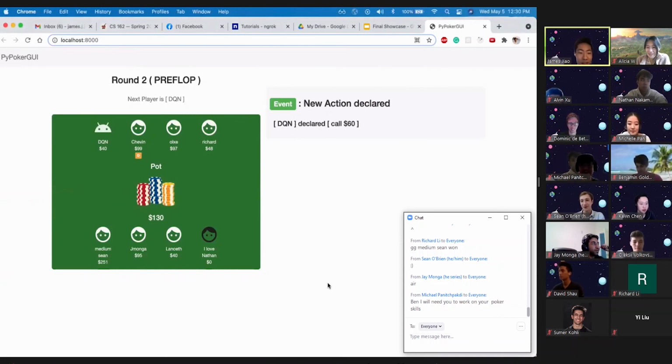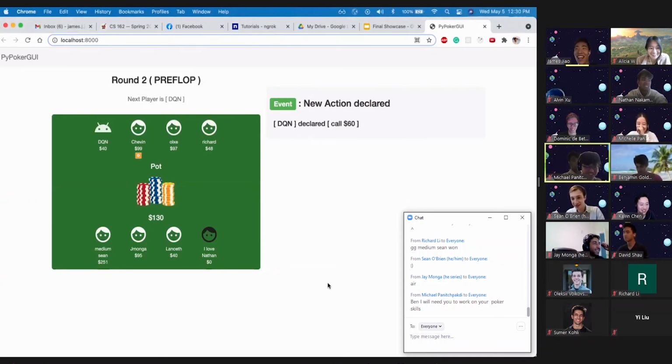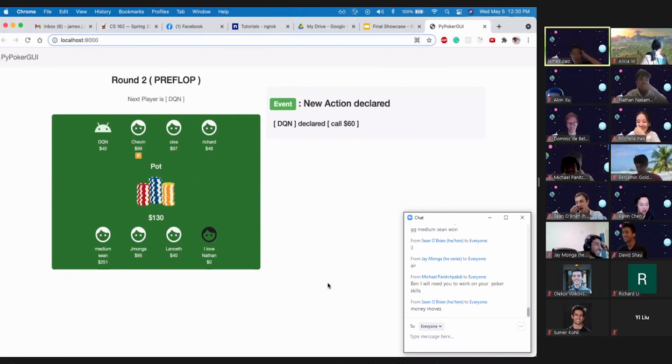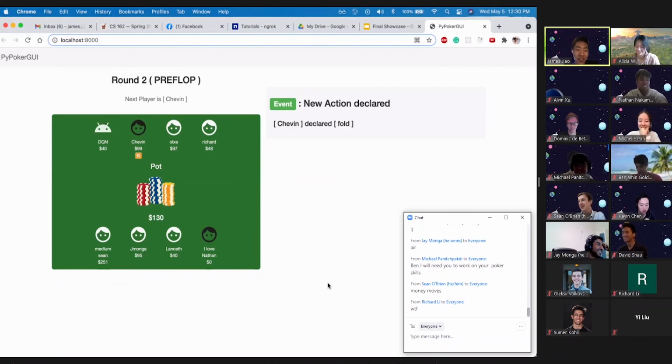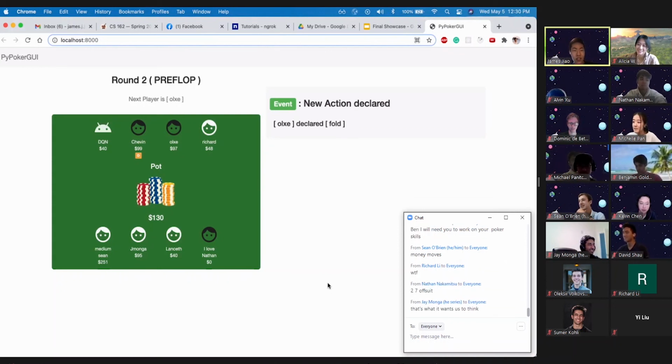Oh my God, the DQN, what is that? Bro, I'm taking your money. You better watch. Dude, I don't know, this model is pretty good. All right, let's see it. So the model decides to call $60. If the model folded last time to 50, you already know the model's got a nice hand right now. Money moves, exactly. All right, everyone's folding as they should.